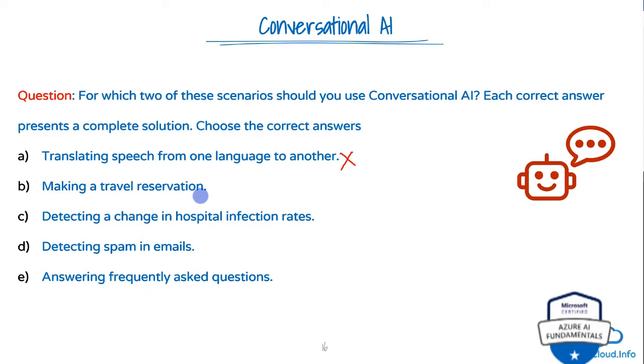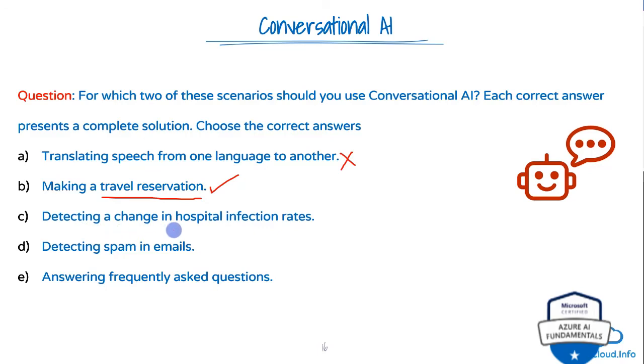And the bot can also, if required, prompt the human for information required to complete that transaction. We just saw an example where the bot was asking which day, which time. So all this required information, the bot can extract from the human. And of course, travel reservation is one of the very common examples which bots handle. So yes, this is the right answer.